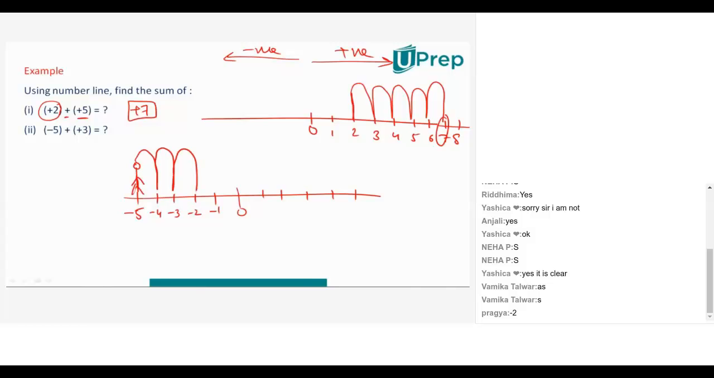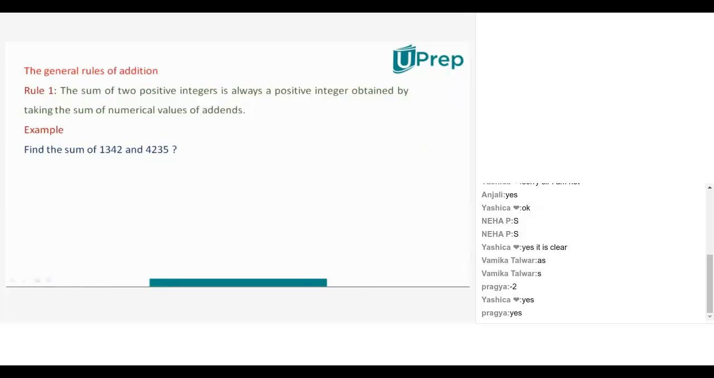So to minus 5, I am going to add 3. 1, 2, 3. Where do I arrive at? Minus 2. Did you guys understand? I took 2 examples to explain the concept on the previous slide. Is this clear? Is everyone clear? Sure. Great.